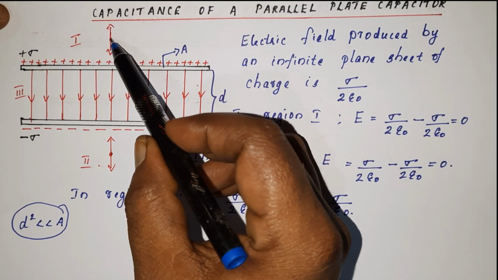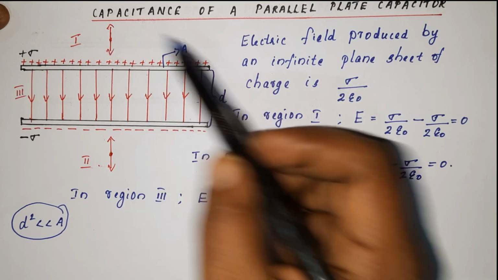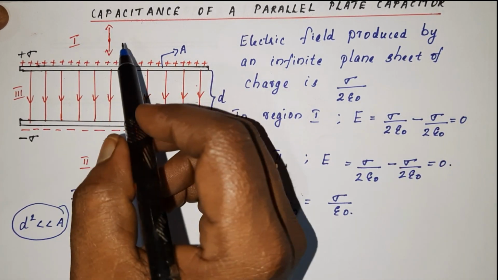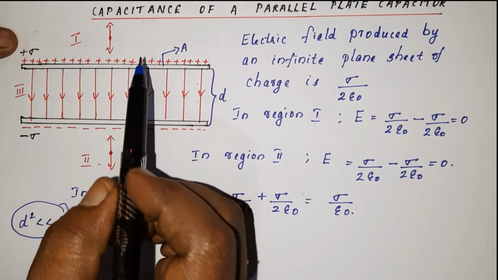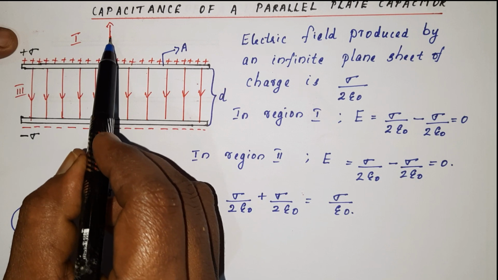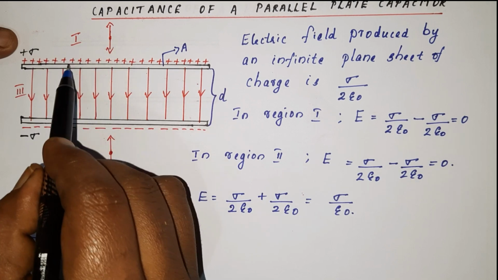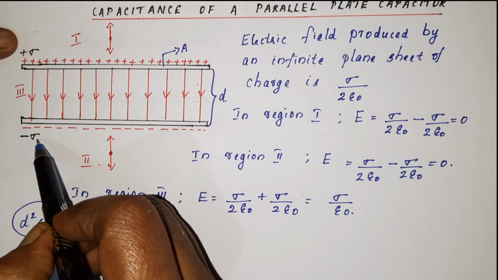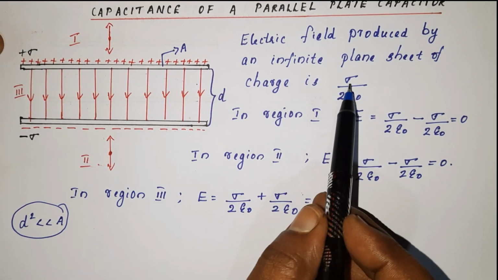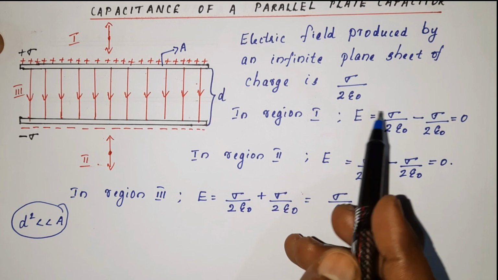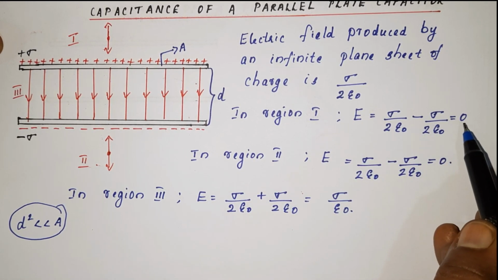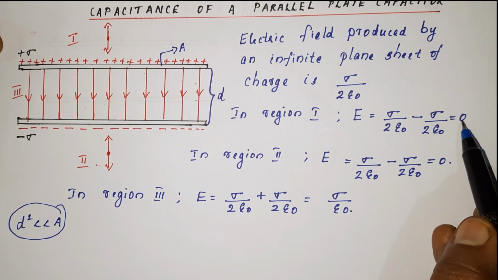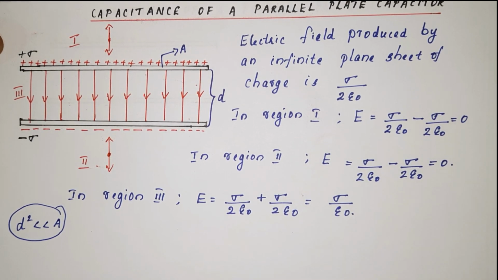So when we calculate the field in region 1, due to the positive charge the field will be in the upward direction, and due to the negative charge the field will be in the downward direction. Both plates have the same surface charge density, so both fields have the same value, sigma by 2 epsilon 0. Since they are in opposite directions, the two fields cancel, giving a result of 0. That means on the upper side of the positive plate the electric field is 0.